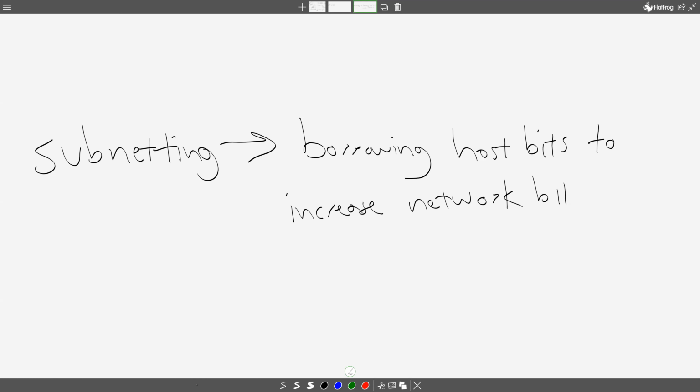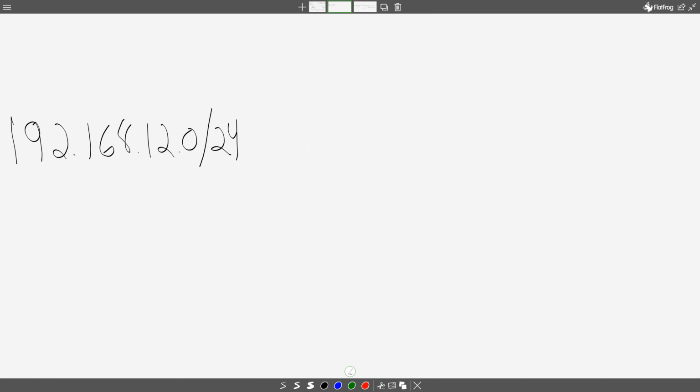Now, here's the problem with doing this. The second you start borrowing from our host bits right here, you start reducing the number of hosts on each network. So let's go ahead and borrow 1 bit. Let's just borrow /25. Now, when we do that, we're going to be going over into our 4th octet. I'm just going to go 0, 0, 0, 0. So 1, 2, 3, 4, 5, 6, 7, 8.